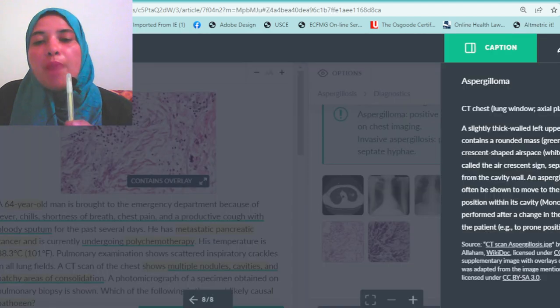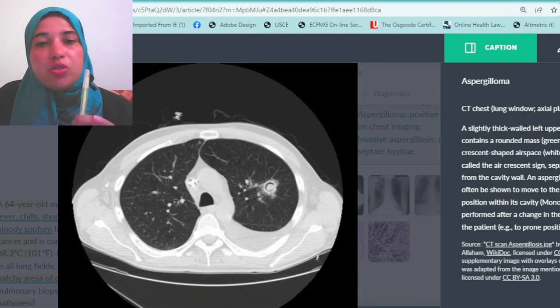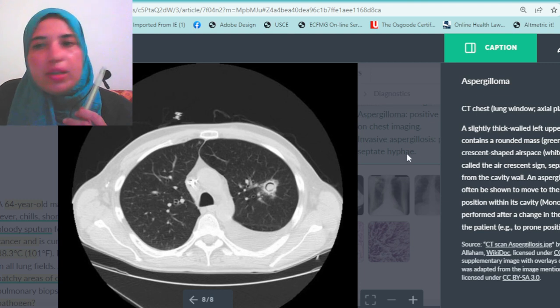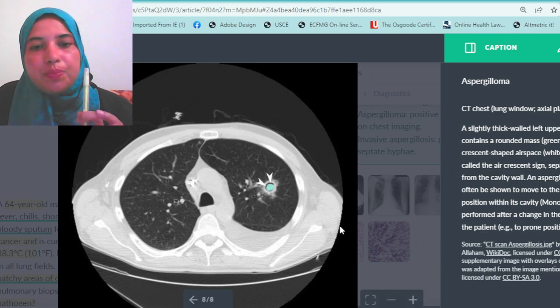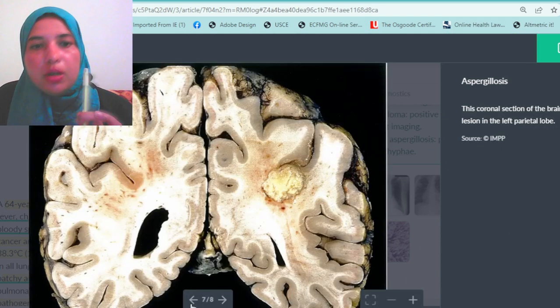Here we have so many slides or pictures to go through. So what am I looking at here? I know there's something here. What is that? That's an aspergilloma, the fungus ball. Let's look at the overlay. Okay, for sure, I know that's what I'm supposed to be looking at. And then you can read the caption for it. That's super important.